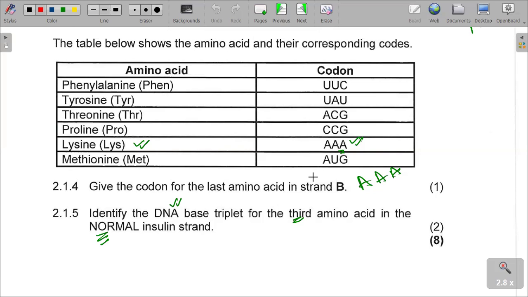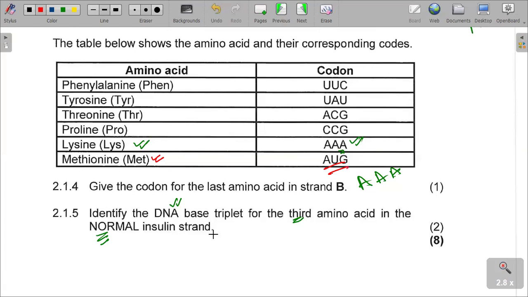In this case, we are given that this is the best triplet that we are referring to. So the best triplet that we are referring to is methionine. So hence, what I'm saying is you look at the third amino acid, which is this one, which has this codon.